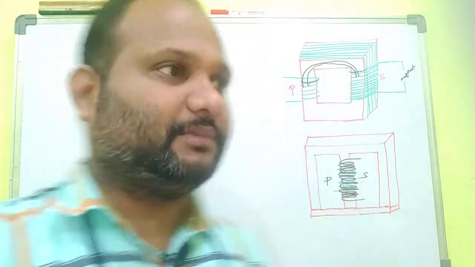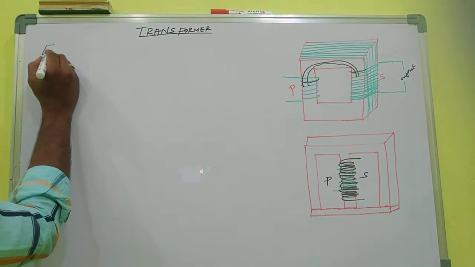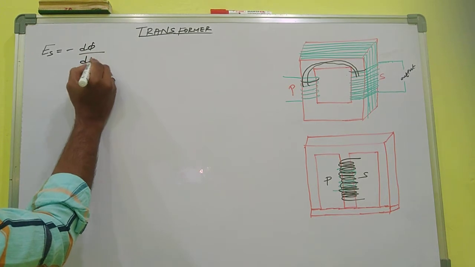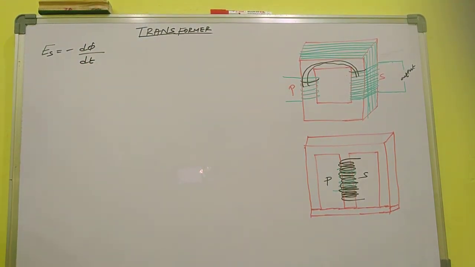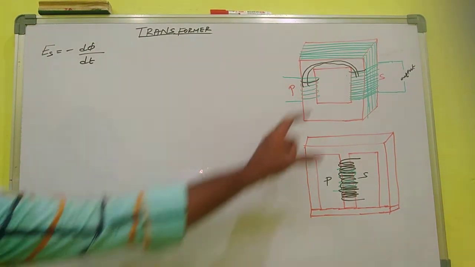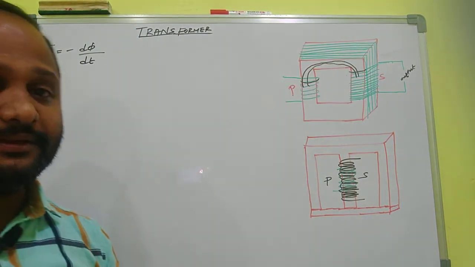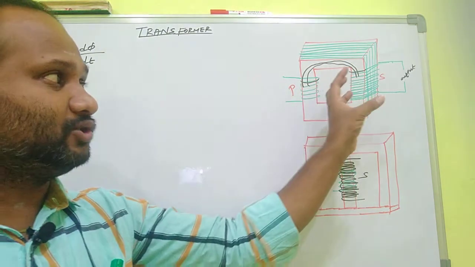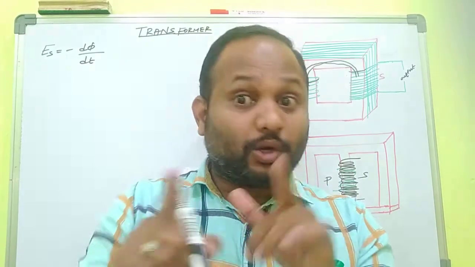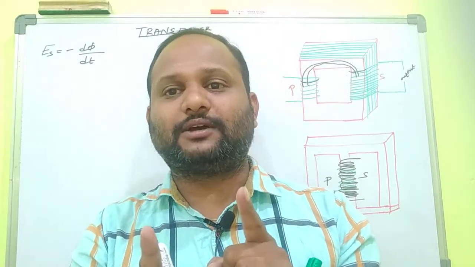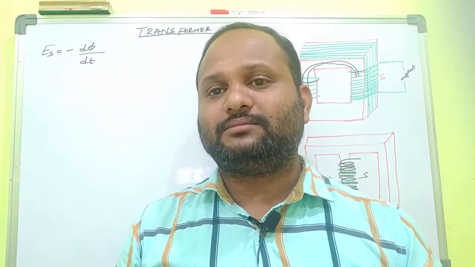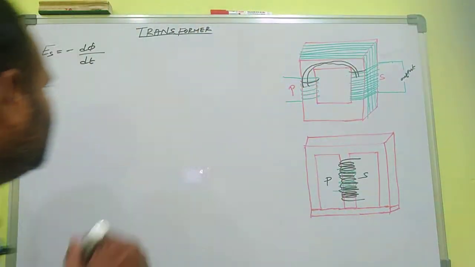What is the expression for EMF? We know very well, e_s is equal to minus d phi by dt. But in the secondary, the total EMF is high in this case. Why? The total output voltage is large in the secondary. The total EMF, not per turn, across the secondary is large. Why? Because it contains a large number of turns. That is the reason, so we include the number of turns also.